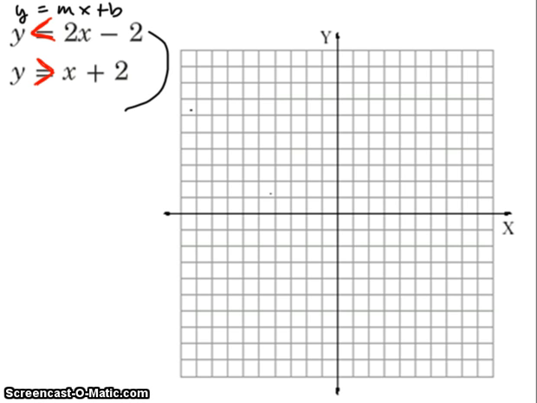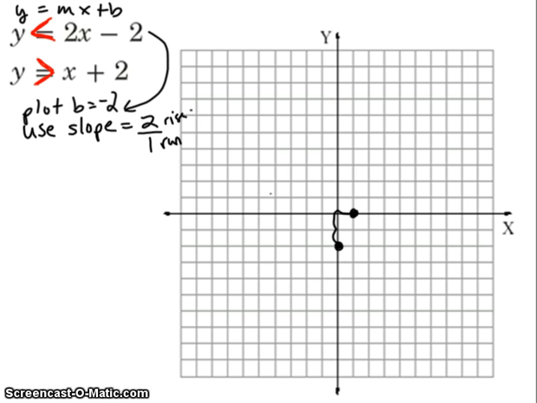All right, I'm going to do this one first. I'm going to plot b, which in this case, b is -2. So go down to -2. All right, and then I'm going to use the slope. The slope is 2, or 2 over 1. Remember, we need rise and run. So I'm going to go up 2 from this point, 1, 2, and over 1 to the right. Both positive, so up and right. Okay, am I going to draw a dotted line or solid line? That's my next step.